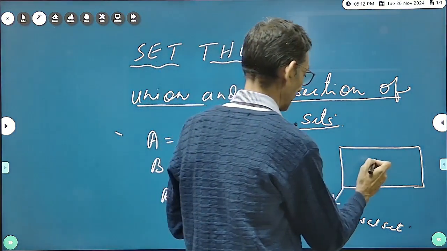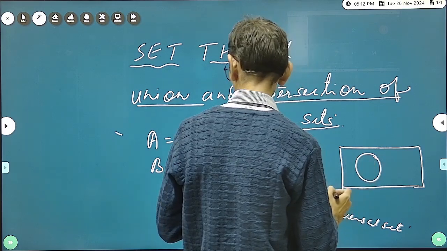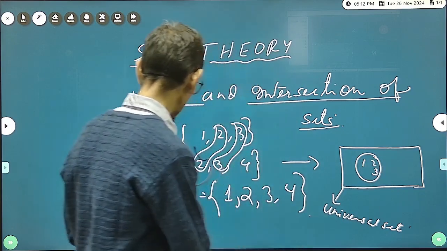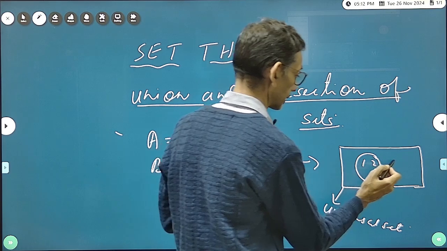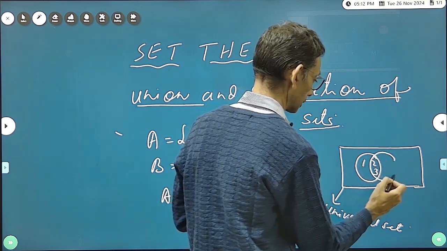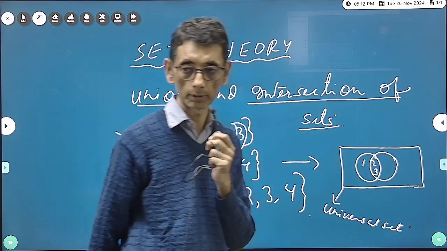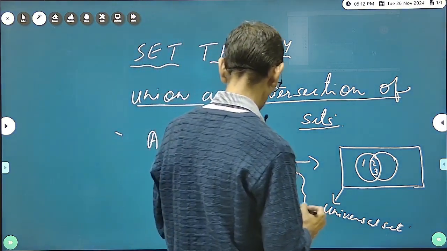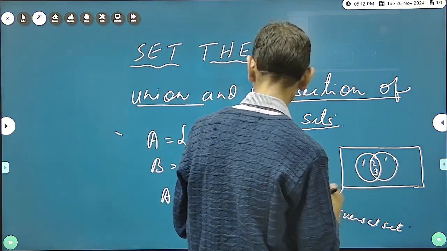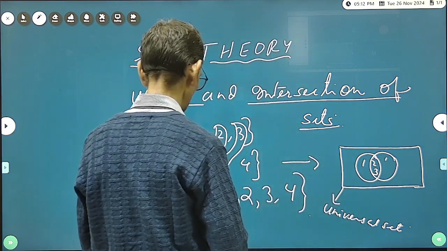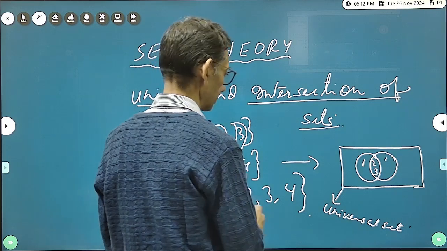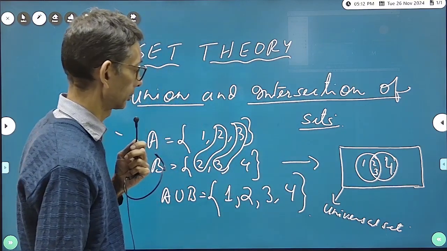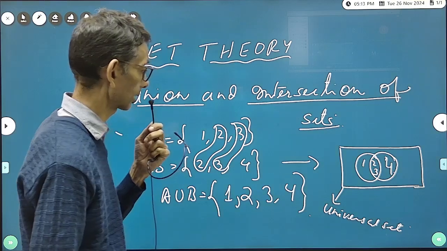So first I draw A. A has the elements 1, 2, 3. We are going to represent B. B will be represented with overlapping, because 2 and 3 are common. So 2 and 3 go in the common part, 1 in A only, and 4 in B only. Okay, so we have drawn these two sets. The given sets are overlapping sets.